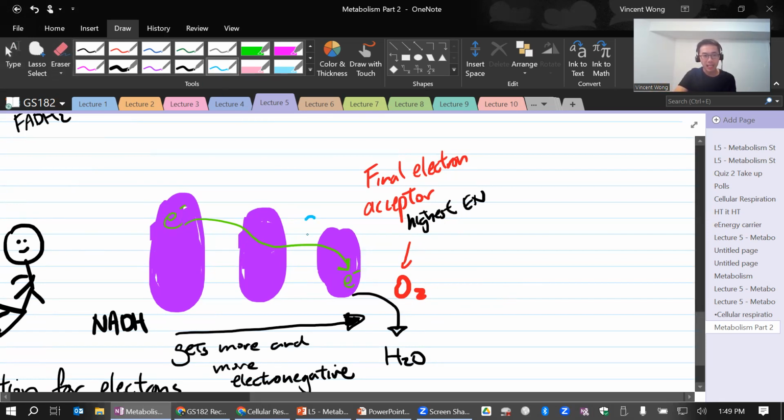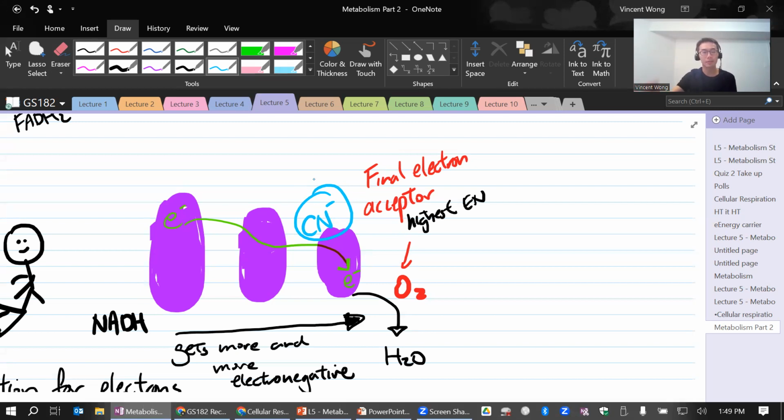But if you have cyanide, cyanide has even higher electronegativity than the oxygen. So in the presence of cyanide, the electron will not even want to get off. It's stuck to the chain. It's stuck to the ETC. You can't pull it off. And then for the last time, if the ETC clogs up, you don't pump H plus. If you don't pump H plus over, you don't have a gradient. You don't produce ATP.